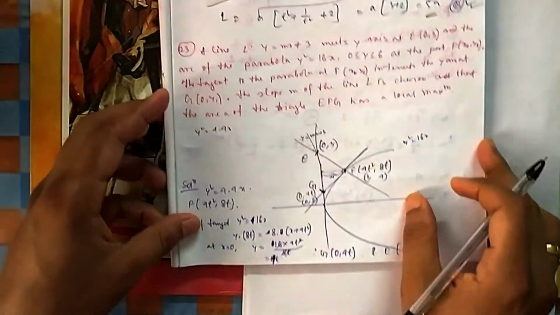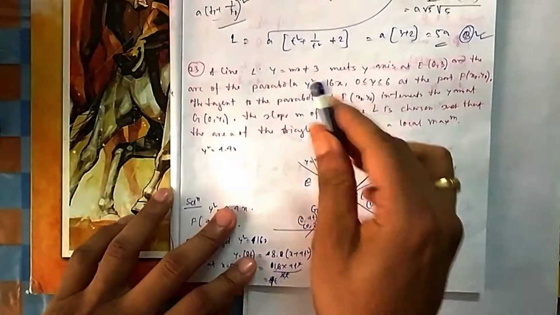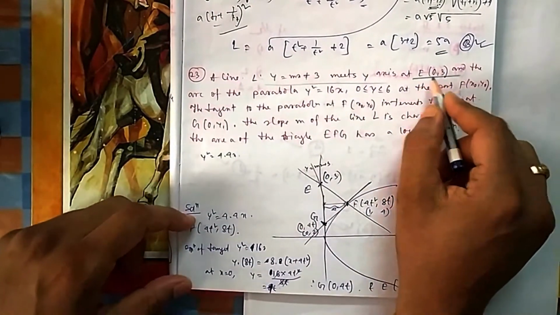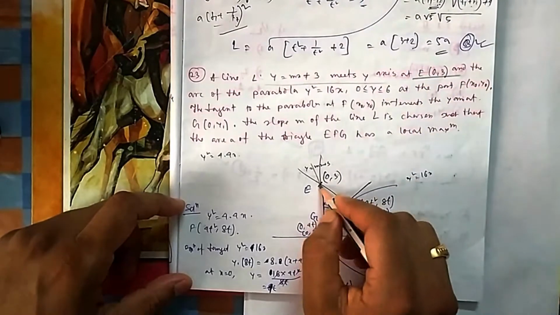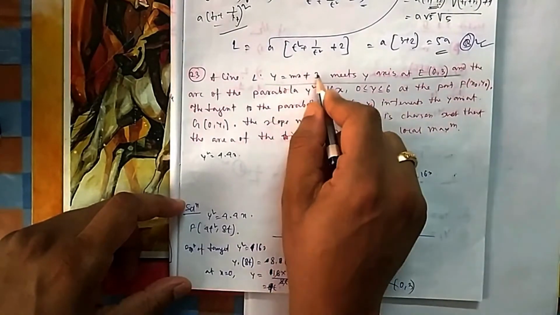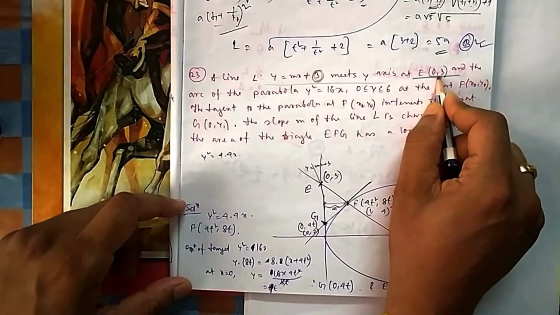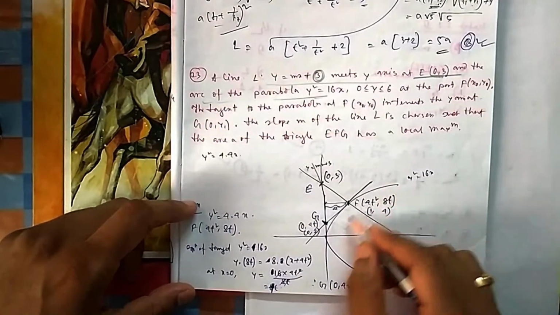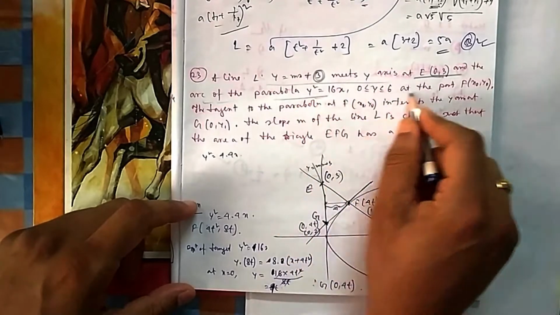Now if you come to 23, the line y equal to mx plus 3 meets the axis at E equal to 0, 3. This line is meeting at 0, 3, because y equal to mx plus c means it is c, so it will obviously meet at 0, 3. And the arc of the parabola y square equal to 4ax at the point F.